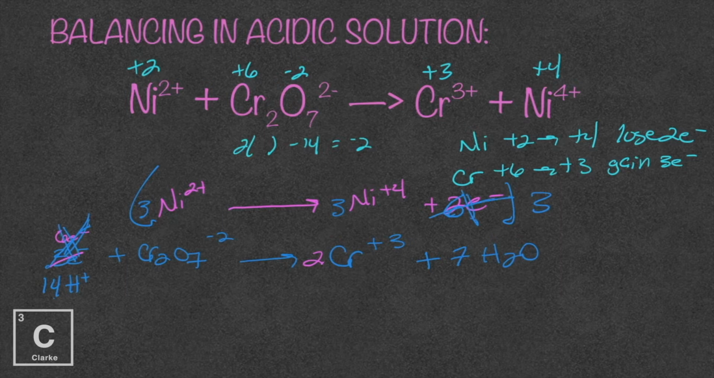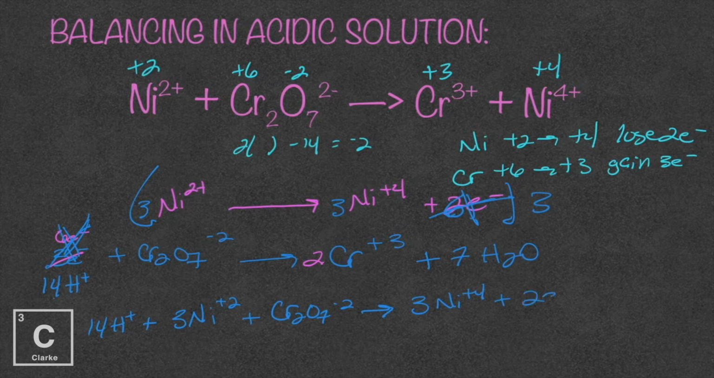Let's put everything back together. I know I skipped a step right there because it was getting a little cluttery. So I've got 14 H pluses. I've got 3 nickel. Again, you can add this in a different order than what I'm adding it. We have 1 dichromate ion. We've got 3 nickel +4s.